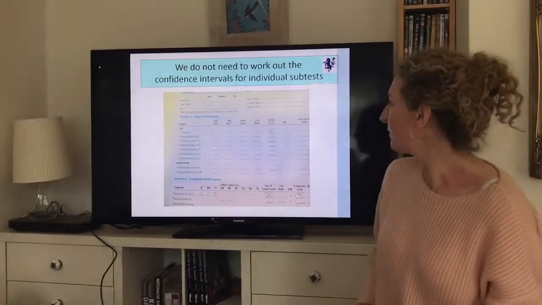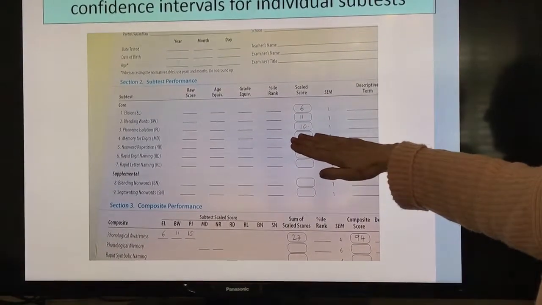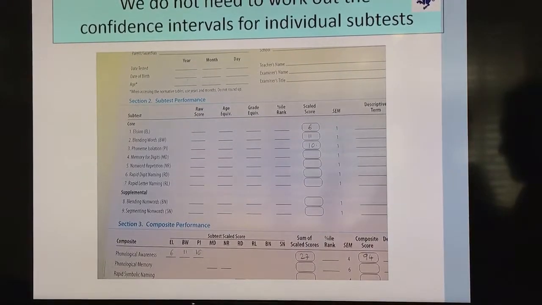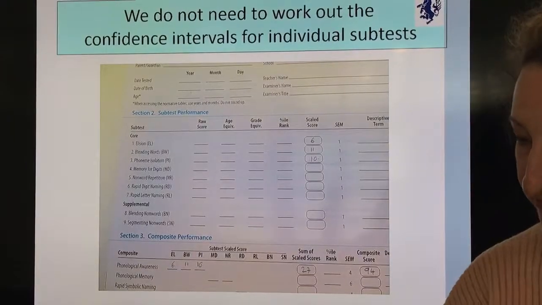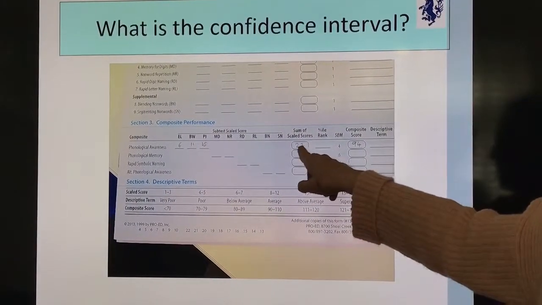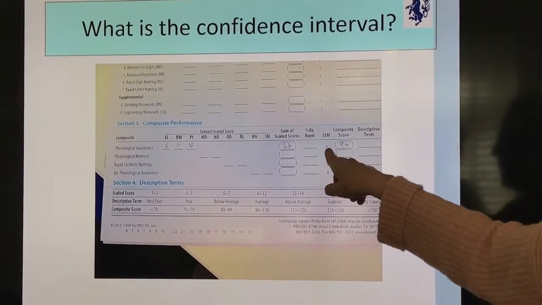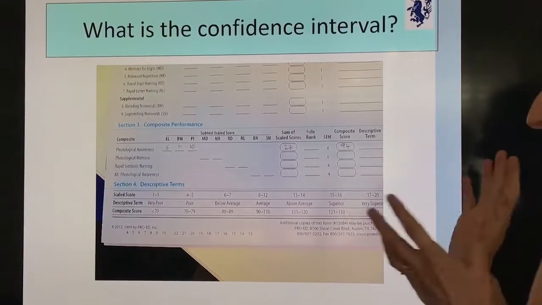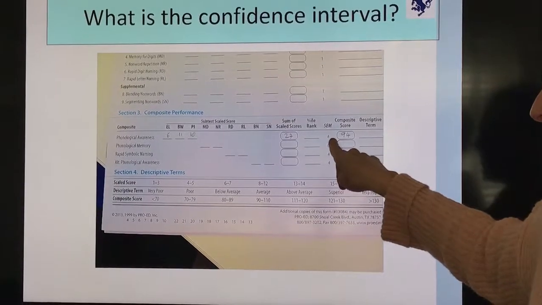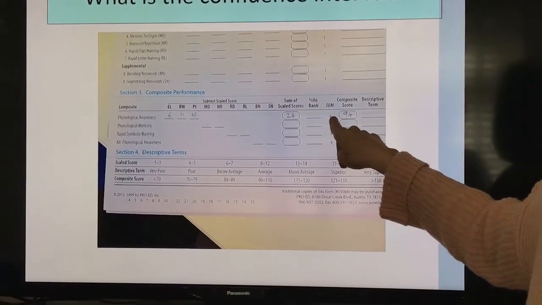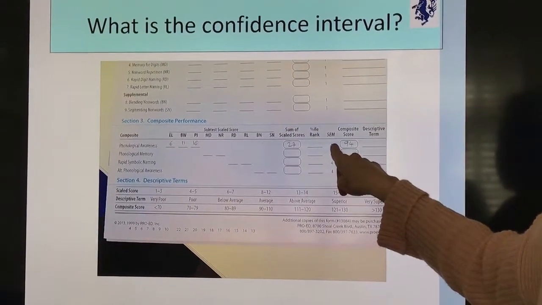So let's have a look at this. We don't really need to work out the confidence intervals for these individual subtests. But here at the bottom, we've got the sum of scale scores and it's given a composite score. Now you might think to yourself, okay, I've got my standard error of measurement written on the front sheet, fantastic, it's 4. Now of course, that's only going to give 68% confidence, so you need to times that by 1.96.